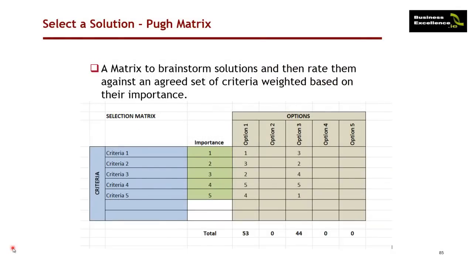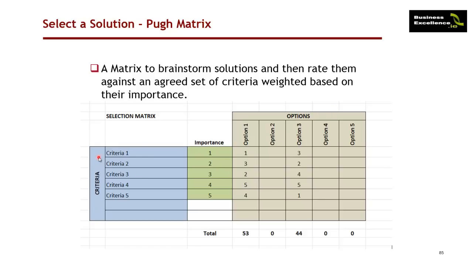One of those possible solutions is a matrix called a Pugh matrix. And it's a very simple matrix which helps us to identify a series of solutions and then rate those against a set of criteria. So along the horizontal axis, we're going to identify a series of options or a series of solutions. So option 1, option 2, option 3, option 4, option 5, etc. So these are all the possible solutions we could look at that would solve the problem.